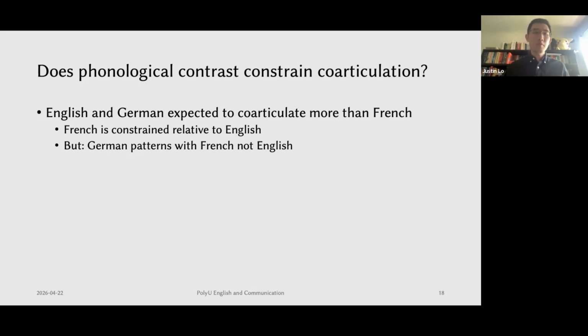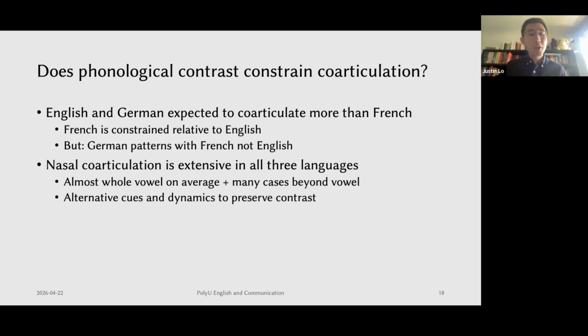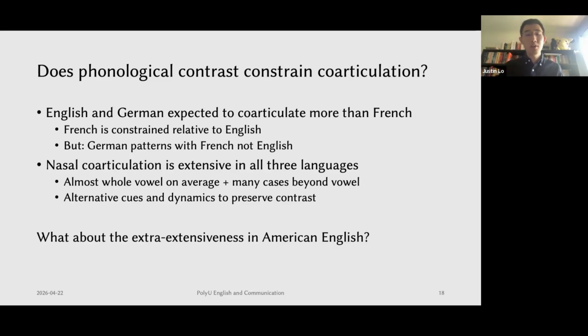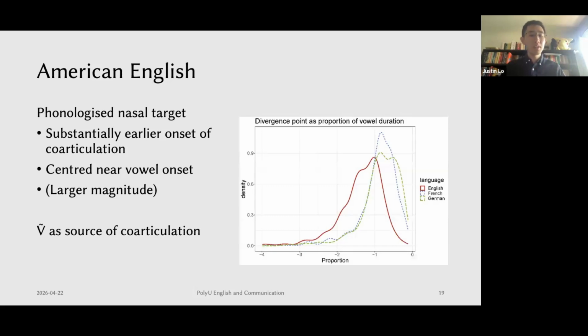But that doesn't really chime with the results, because co-articulation is just very long in the first place. Almost all of the vowels are on average co-articulated and nasalized, and in many cases it extends beyond the vowel. So that defeats that theory a little bit. What we're thinking is that speakers use alternative cues, for example different tongue positions, to preserve the nasal and oral vowel contrast instead of just relying on nasality itself. But we'll come back to American English and the extra weirdness about it.